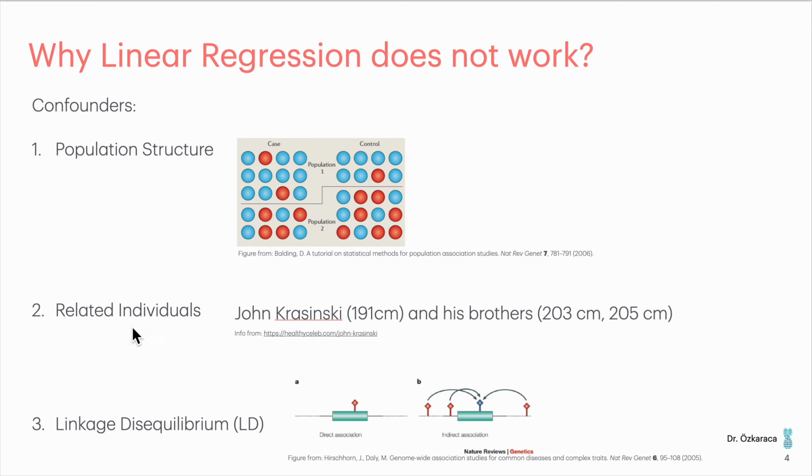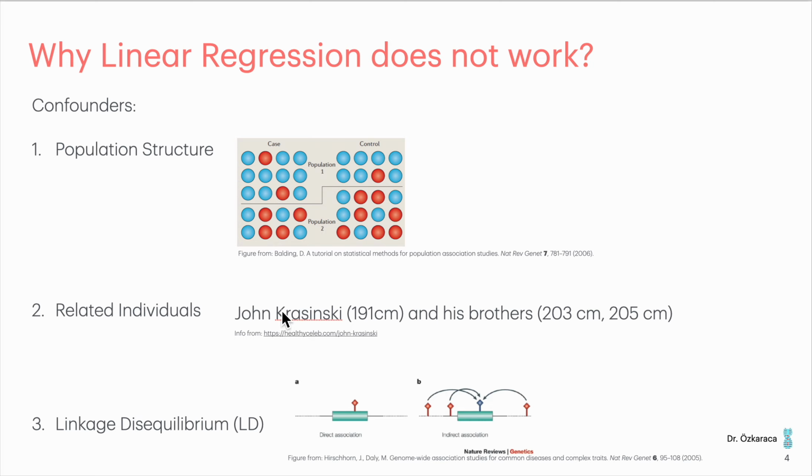The second confounder is related individuals. In a standard linear regression setting, we assume that the error terms are IID, which means independent and identically distributed. In order for this to happen, we must have random sampling, but in a GWAS setting, we have so many related individuals.